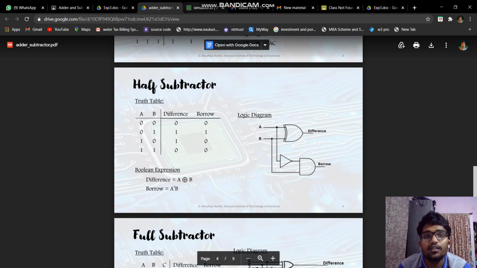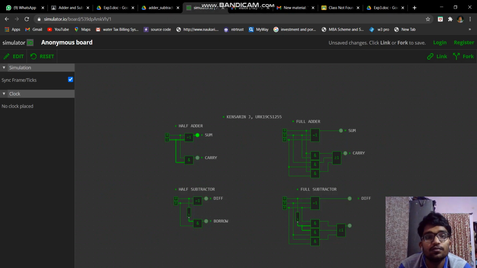Now we'll check with the circuit that we have drawn. We'll check this with both zeros. When you have both zeros, the difference would be 0 and borrow would be 0. When you have 1 as the second input, 0 minus 1 would give difference 1, and we also get borrow 1. So that's the case here. Now if both the inputs are 1, then 1 minus 1 would be 0, and there will not be any borrow. So that's the case with half subtractor.